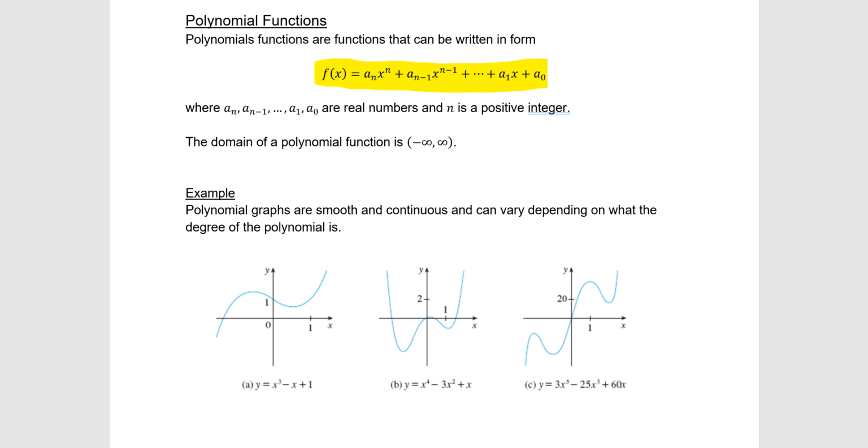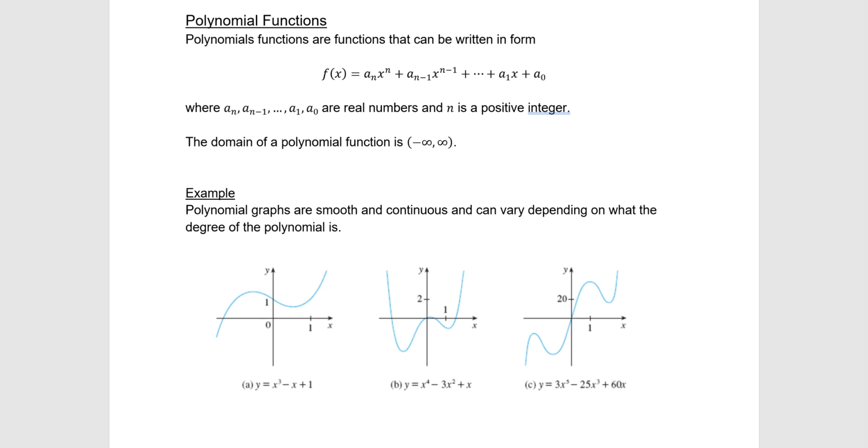So it looks confusing. But all of those a's are just numbers, and n is a positive integer. We have to remember that these are real numbers. All of these coefficients, including that last constant term, are real numbers. And all of these exponents, well, not on the constant term, all those exponents are positive integers. No fractions, no negative numbers. Okay, so that's all a polynomial function is.